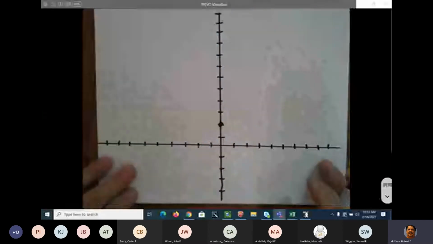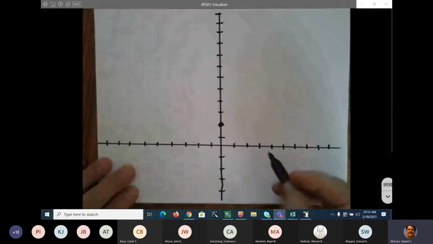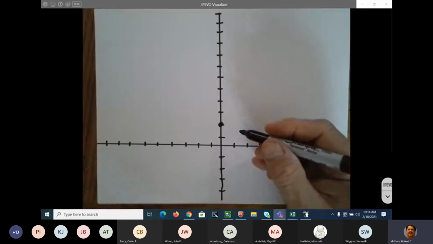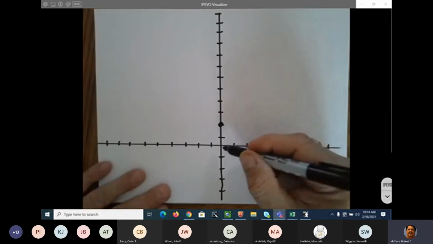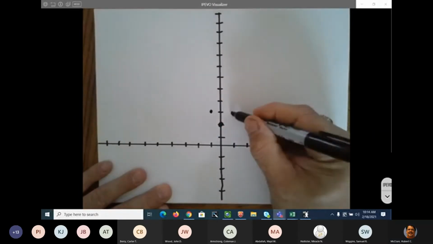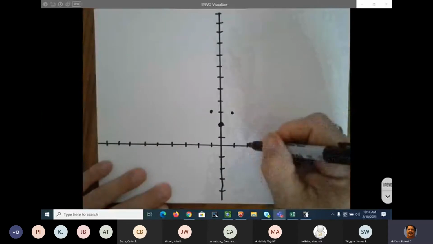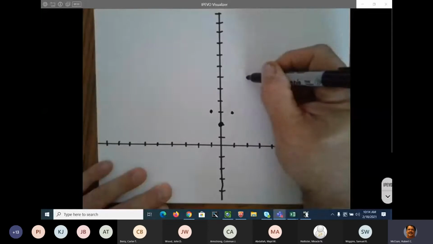Anyway, you can plug in the numbers. Let's go with 1, because we did 0. 0 plus, let's see, 0 plus 2. So 1 is going to be 3. Now let's go with 2. 2 squared is 4, plus 2 is 6. So 2 is going to be 6. So that's 3, 4, 5, 6.